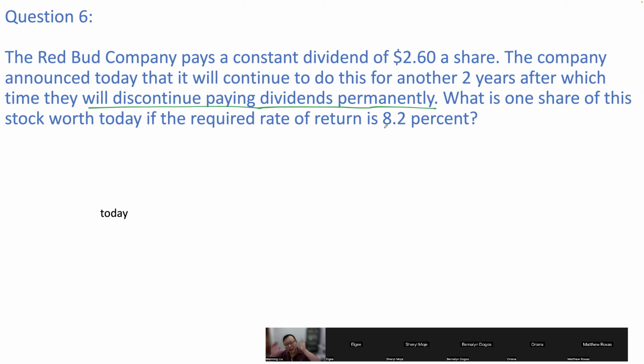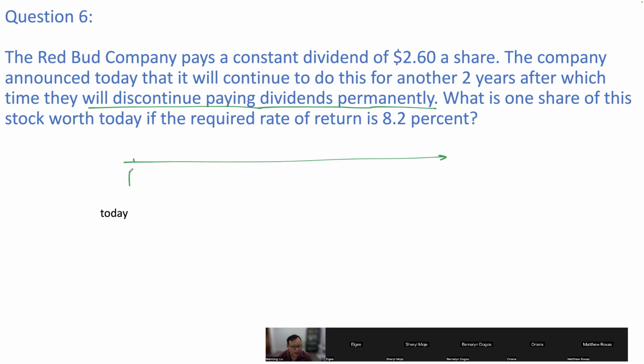So they always pay a dividend of 2.6, okay? But today they make an announcement. They are only going to do this for another 2 years. After that, they're going to discontinue. So you can think about this picture, right? The picture will be like this.